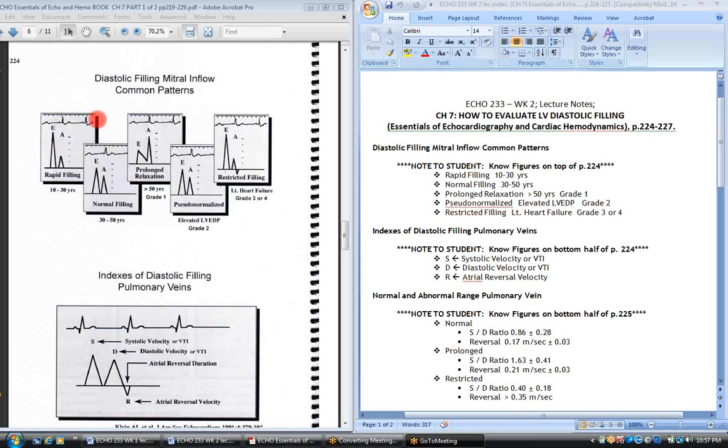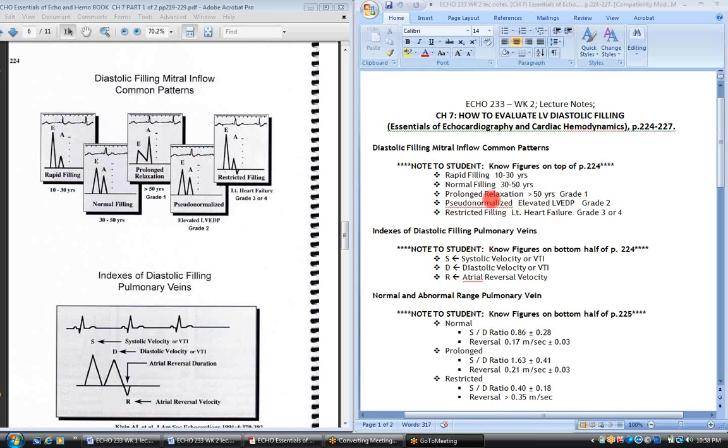Normal filling for a 30 to 50-year-old is your typical E over A, where E is slightly larger than A. Week 1 dealt with the specific E/A ratios and calculations or information numbers that you need to be made aware of. Then you get into greater than 50 years old, and assuming they have no other cardiac problems, they typically will have prolonged relaxation, which is your E/A reversal, also known as grade 1 diastolic dysfunction.